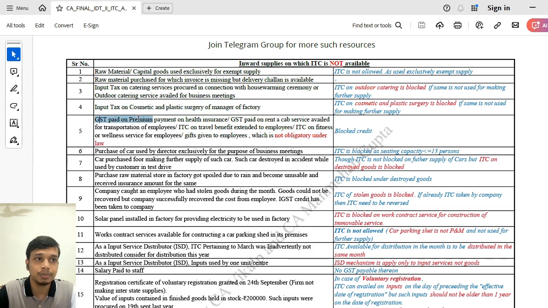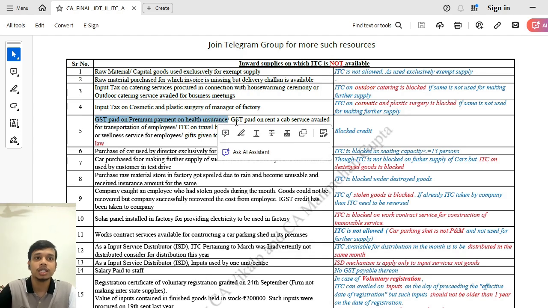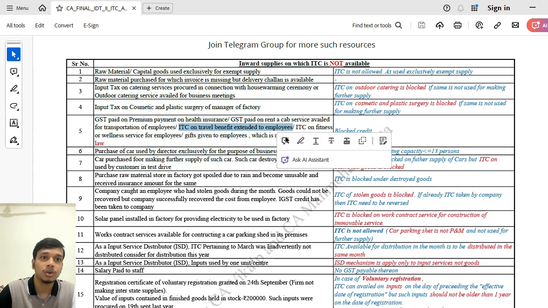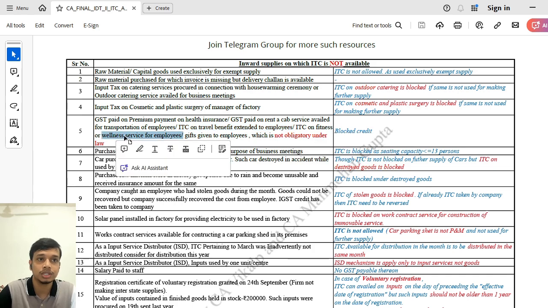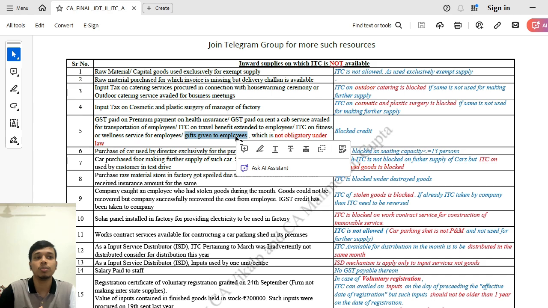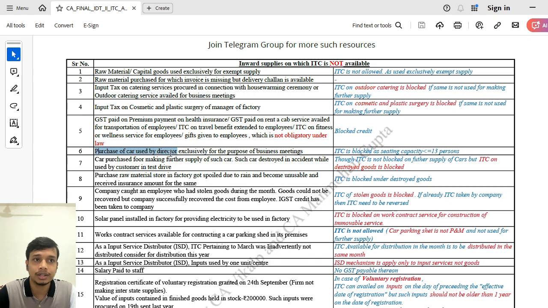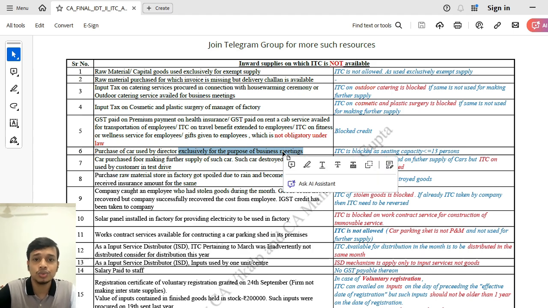Next, GST paid on premium payment on health insurance, GST paid on rent a cab services availed for transportation of employee, or ITC on travel benefit extended to employees, or ITC for fitness or well-being for employees, or gift given to employees, which is not obligatory under law. If it is not obligatory under law, then ITC is blocked for that adjustments. Next, purchase of car used by director exclusively for the purpose of business meeting. And in that case, car is used which is sitting capacity less than 13. So ITC also blocked on such adjustment also.